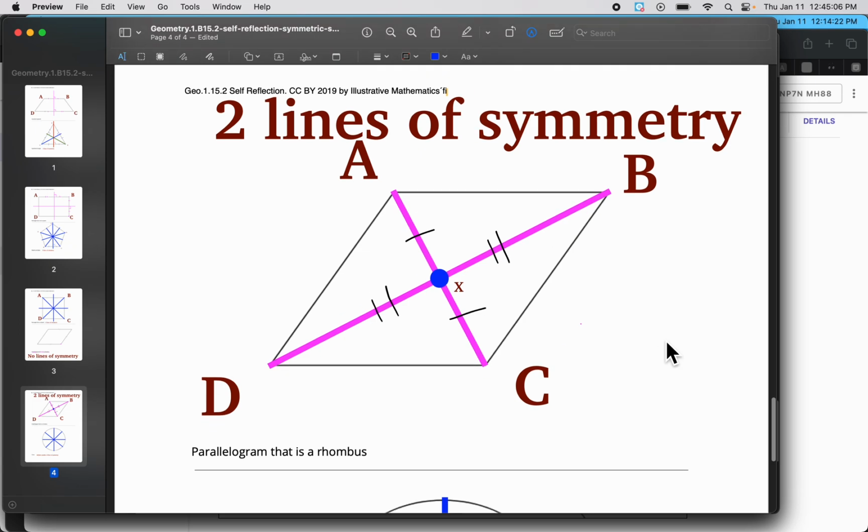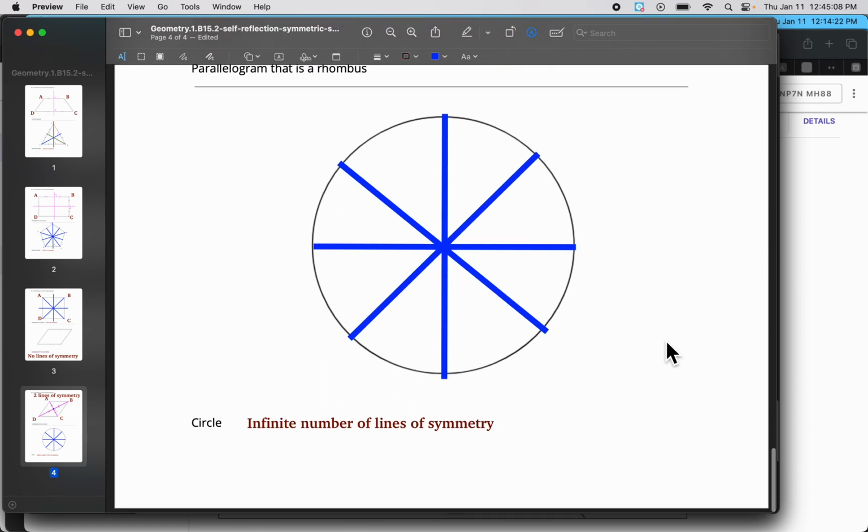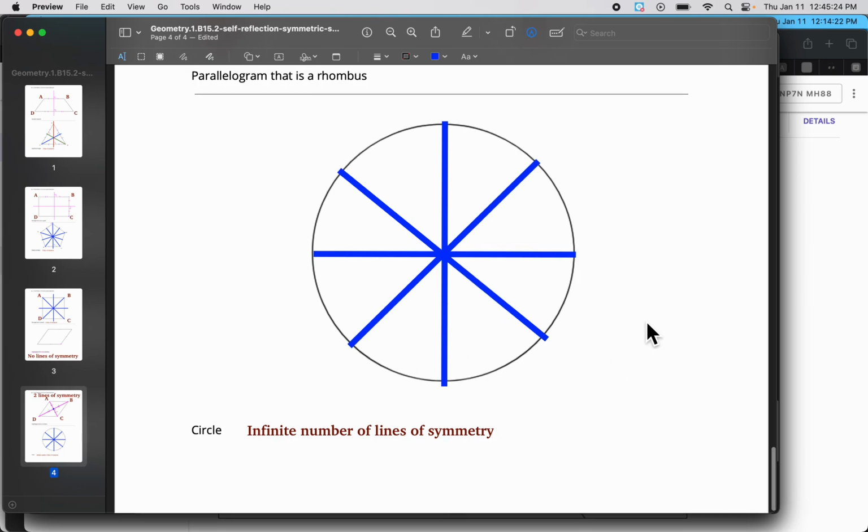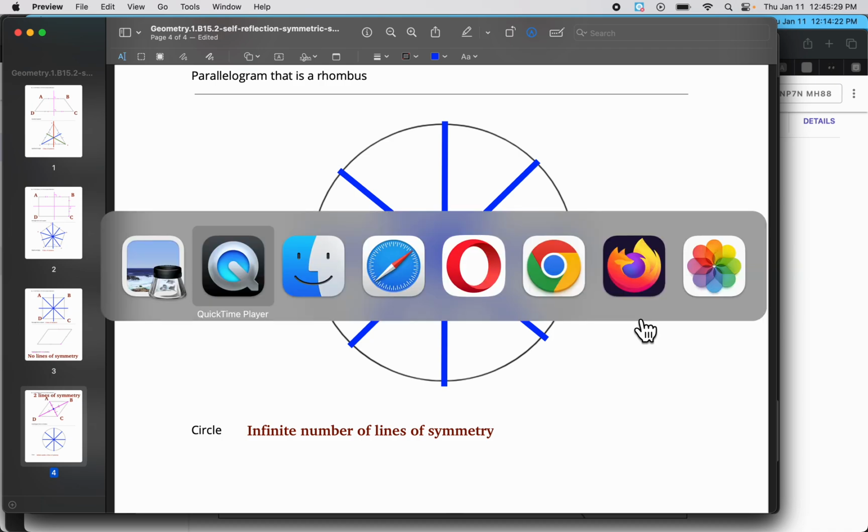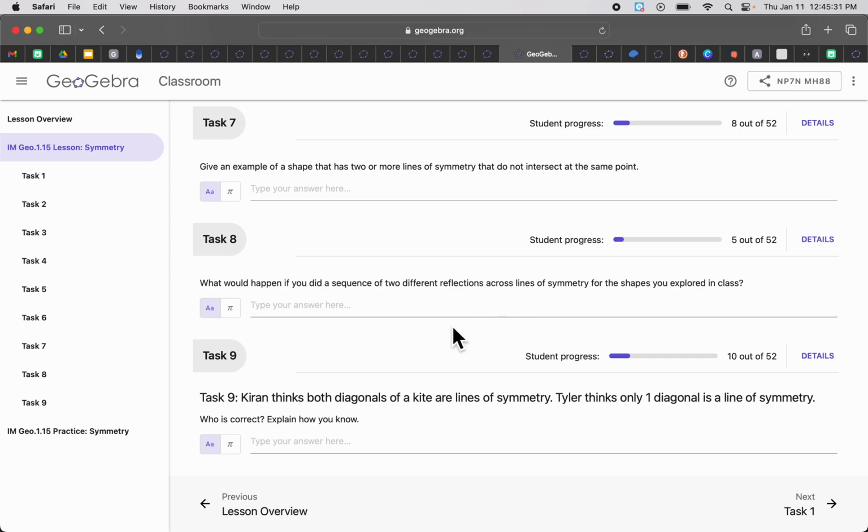All right, what about the circle? Well, the circle actually has an infinite number of lines of symmetry because we could just keep slicing this pizza until the pizza slices were super skinny, but we would just keep cutting it and cutting it, and those would all be lines of symmetry. So an infinite number of lines of symmetry. All right, let's get back over to our questions.